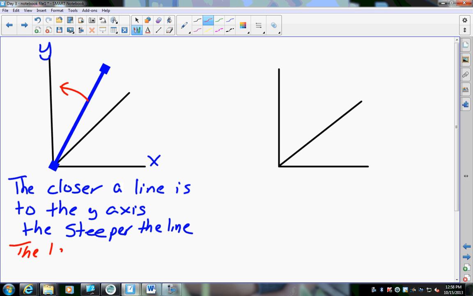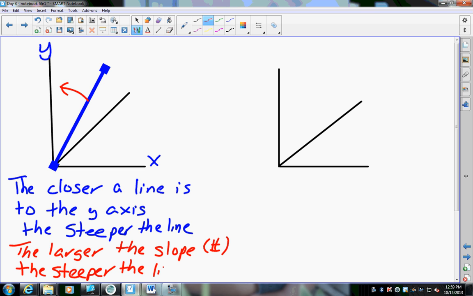Also, the larger the slope, and I'm talking about the number, the larger the number, the steeper the line. The farther away from 0 it is. What I'm saying is that if we had negative 30 and positive 30, those are the same steepness. You're talking about the distance away from 0. We talked about this on Friday, the positive and the negative only tell me direction. You're only looking at the number when you're talking about the slope.